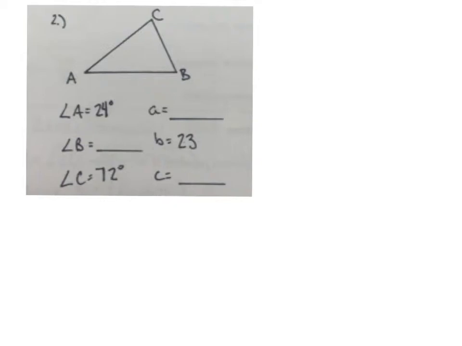When I'm trying to solve a triangle, the thing I look to first is the angles. And what I notice here is that I have two angles, so finding the third one shouldn't be too difficult. I know there's 180 degrees in a triangle.